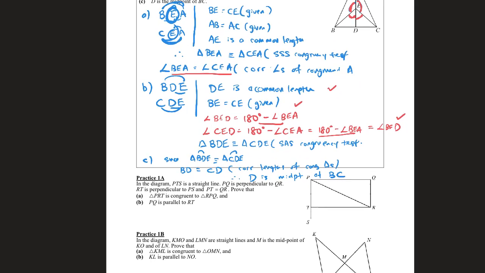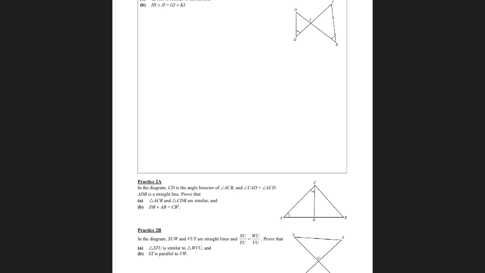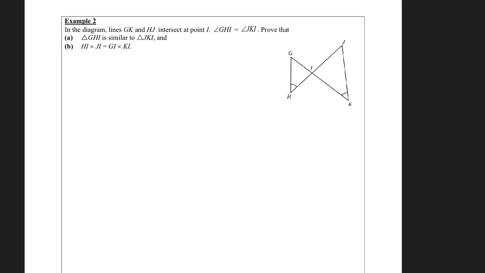Okay, so practice 1A and 1B can be found in another video. Okay, I'll move on to practice 2 or example 2. So example 2, similar question. Instead of congruent, now we are proving similarity. So as a rule of thumb, for similarity, we'll write out all the letters, GHI, JKI. Then we'll look for the same letter first, I or GH, GIH here, JIK here.